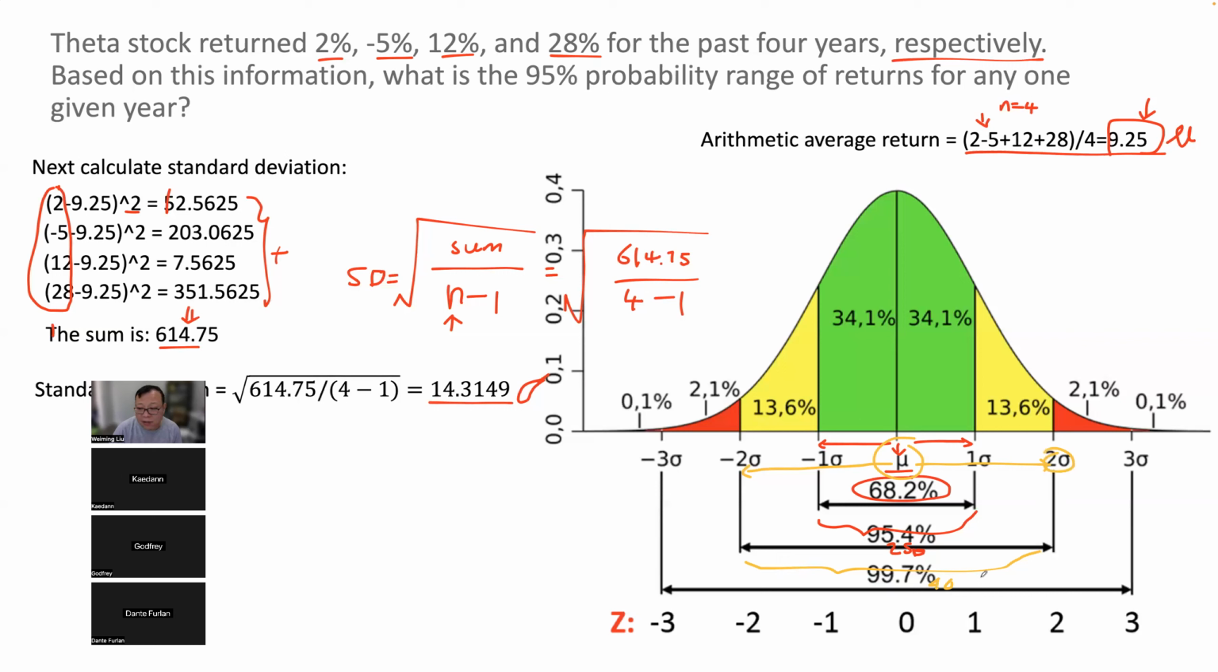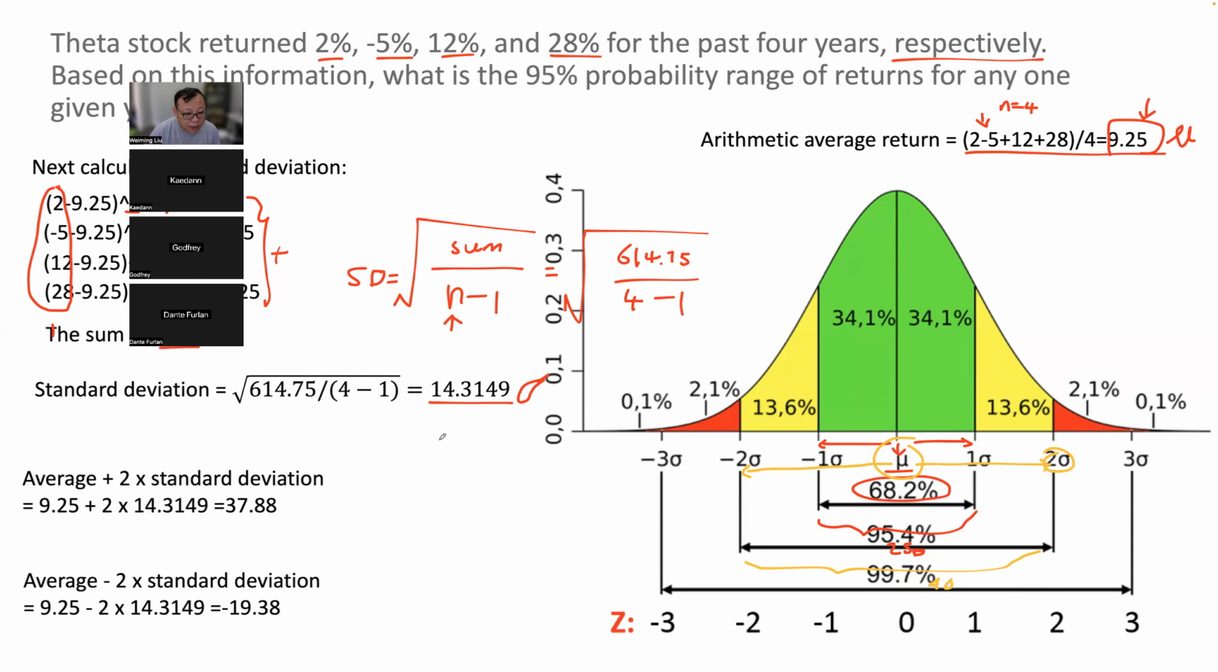So in our case, I'm doing this calculation. I'm calculating what my mu is. My mu, the average, is 9.25. I want to know the upper bound, right? Upper bound: 9.25 plus 2 times the standard deviation. That's the standard deviation. So I get 37.88. If you want to know the lower bound, I use the mean minus 2 standard deviations. So I get negative 19.38. Okay? So does this make sense, everyone?